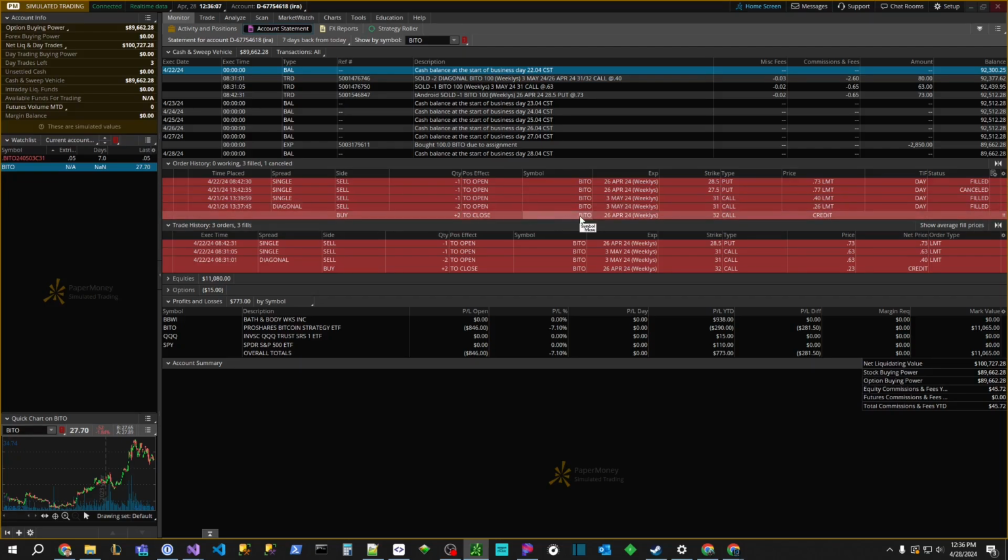So that's getting interesting. First off, let's just stick to the basics. We have 3 transactions right here on the account statement that we need to go ahead and track, and we have an assignment that happened that we need to track as well in the website. So let's go over and do that right now.